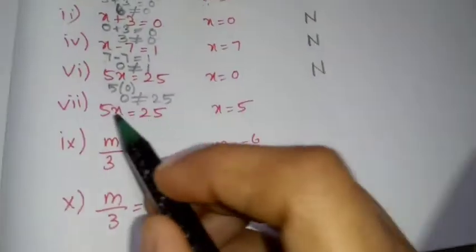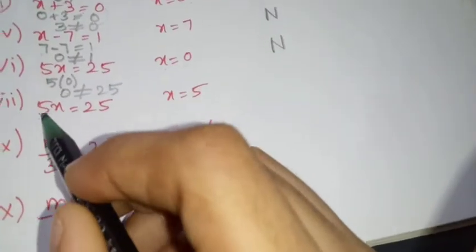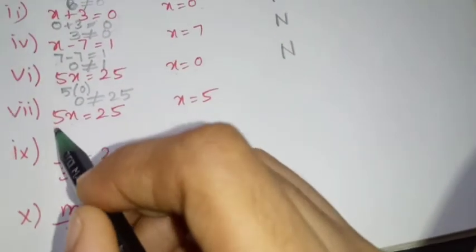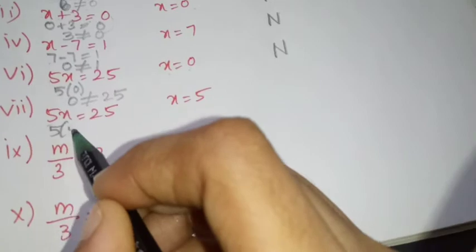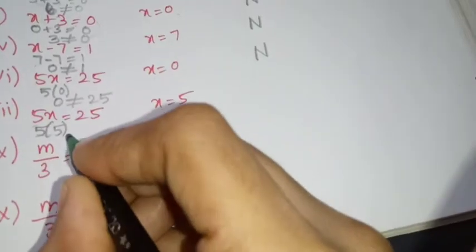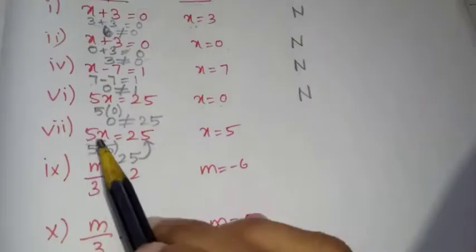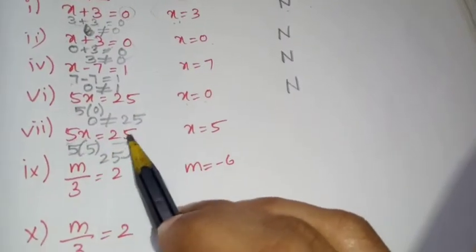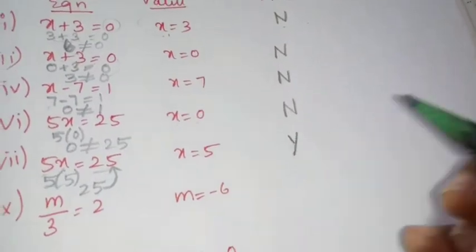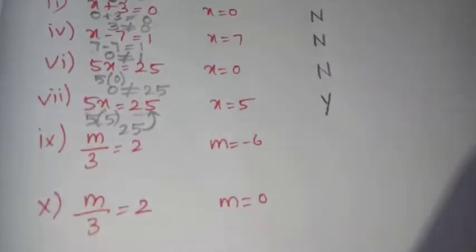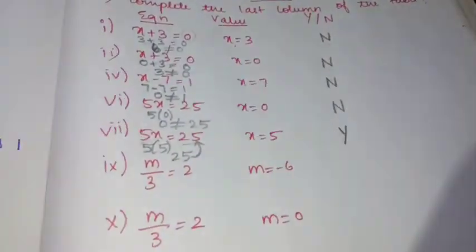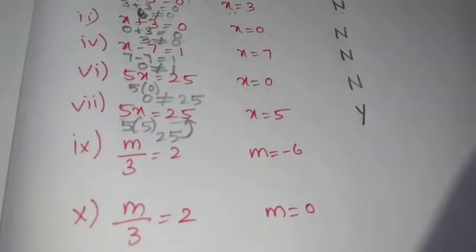Next. 5 into x, 5x. 5 into 5. 5 into 5 is what? 25, which is equal to this 25. See, 5 fives are 25. This is also 25. So it is equal. So, yes, it is satisfied. You can put yes, children. See, a few problems in between I have left. That is your homework. Okay.